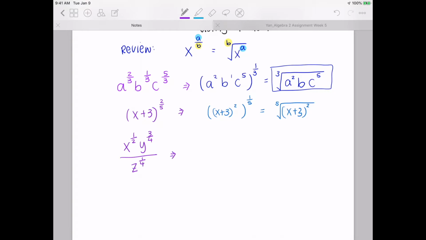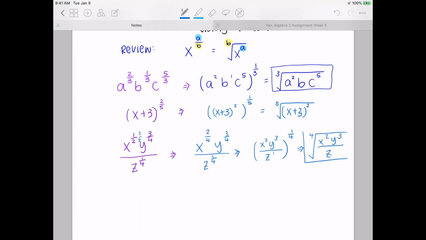Now not all three of them have the same common denominator. So I gotta see what's the LCM. The LCM of 2, 4, and 4 is 4. So how do I make the x exponent have a 4 at the bottom? We gotta multiply by 2 over 2, so we'll make it 2 over 4. And then the y would be to the 3/4 still, and z to the 1/4. So now that they all have the common denominator, I can extract that 1/4 out, keeping x to the second power, y to the third power, z to the first power. Final answer: we write it as the fourth root of x squared y cubed z. That's it.